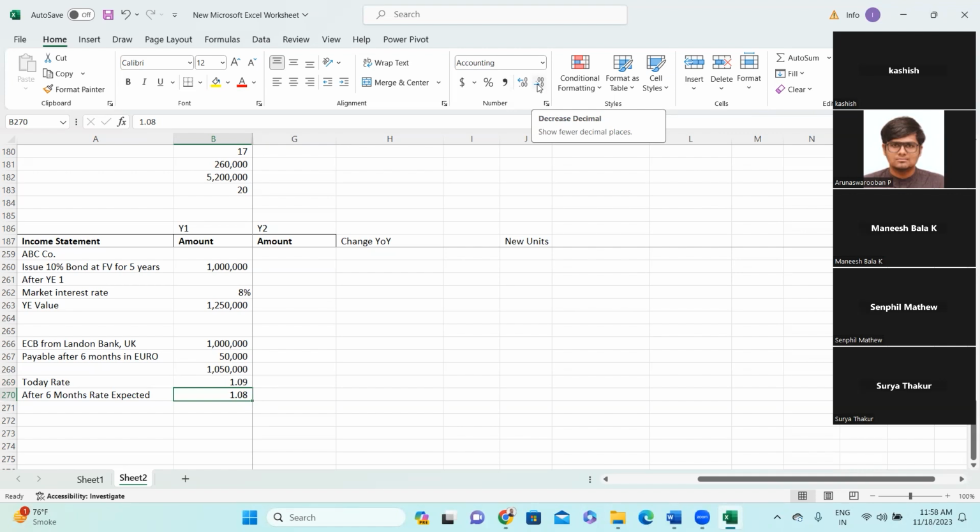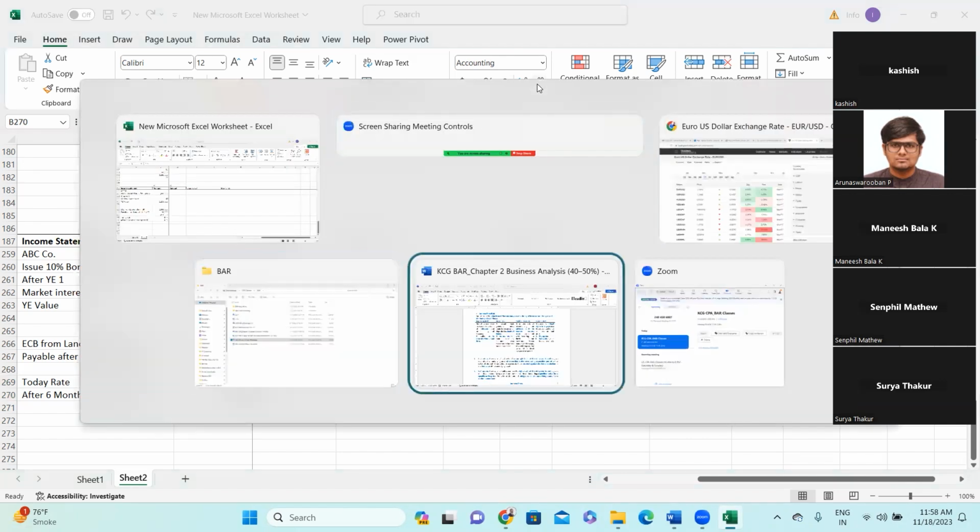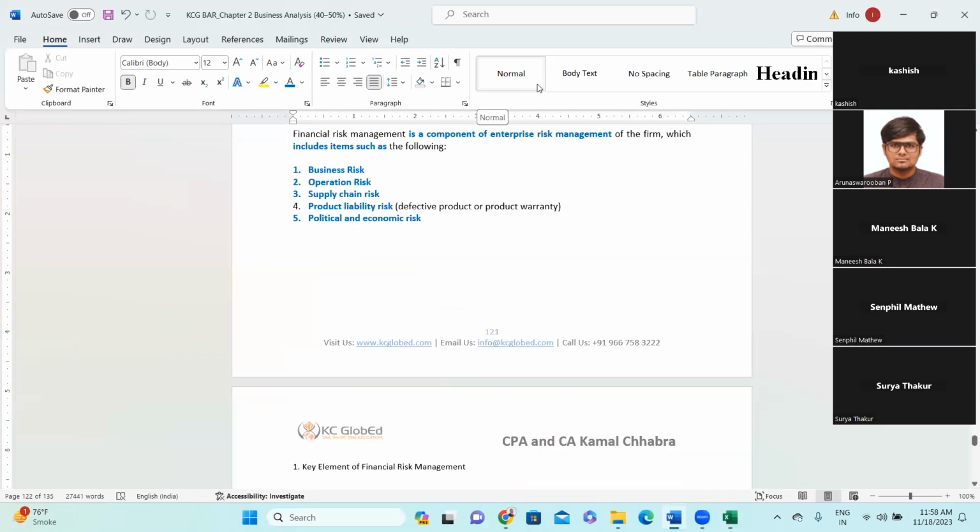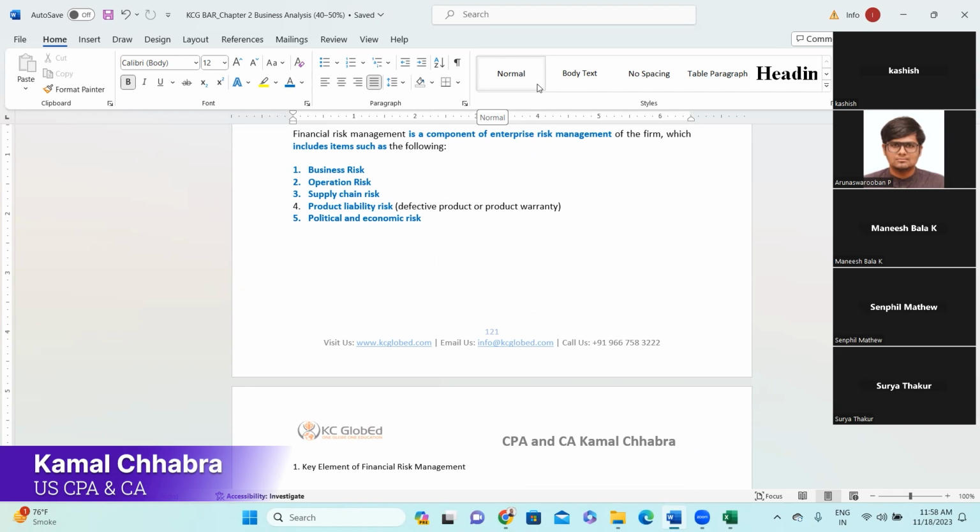Make sense? Yes, sir. At 1.08 also, sir, we need to pay an extra amount for the commission to the bank. Yes, automatically. It depends on volume. If it is like 1,050,000, probably that transaction cost may not be that big. Okay. Any doubts so far?